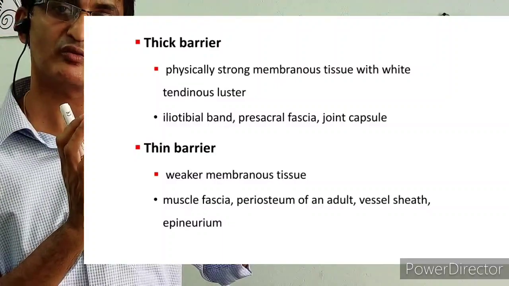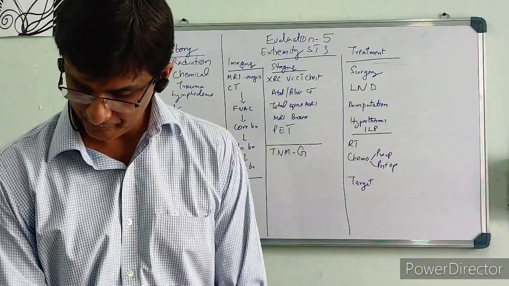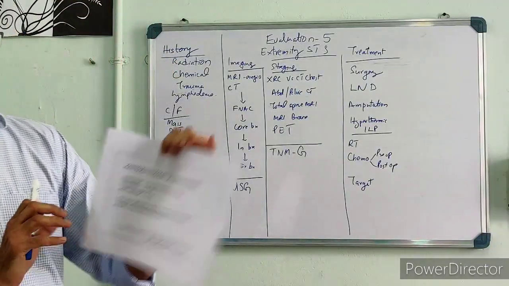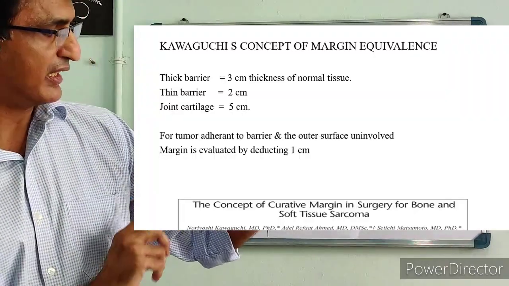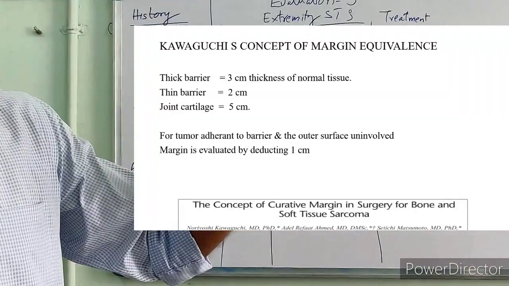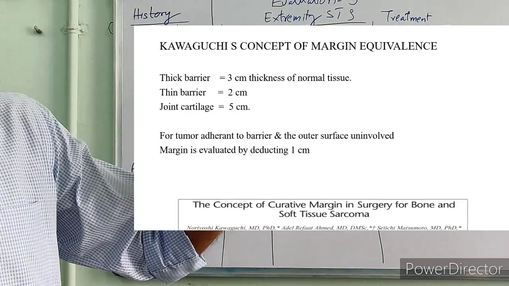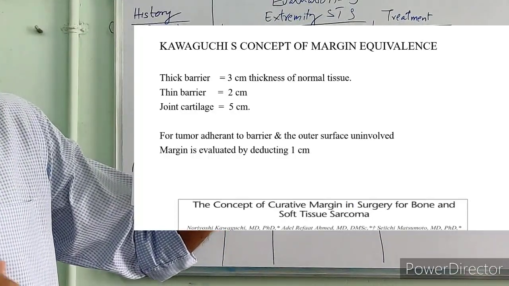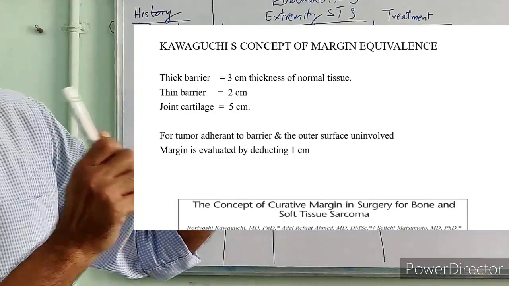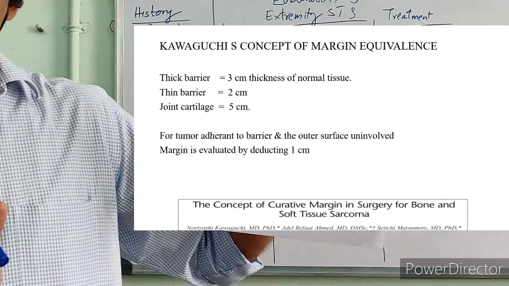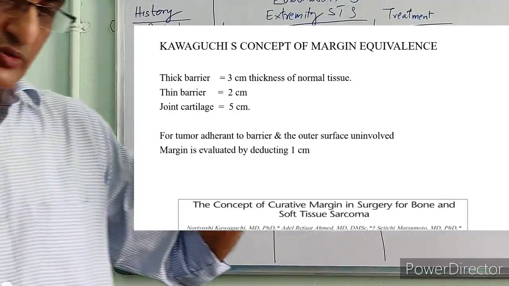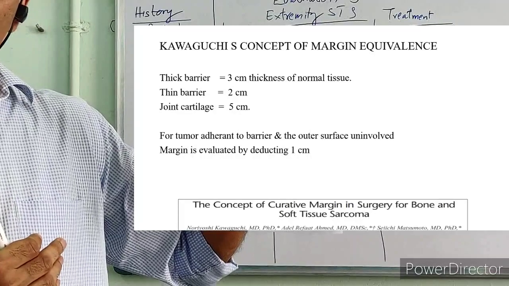What is the significance of the thin barrier and thick barrier? The significance is that if the thick barrier, that is the presacral fascia or the joint capsule, is intact, it is considered as a 3 centimeter thickness of normal tissue. What does it mean? Suppose this tumor is very close to the iliotibial tract.